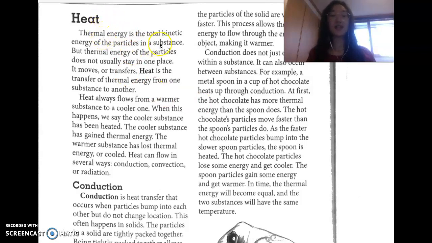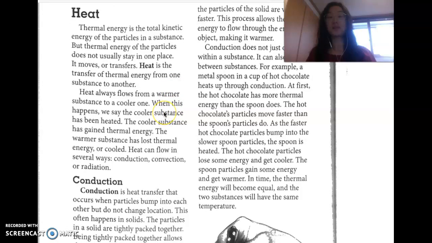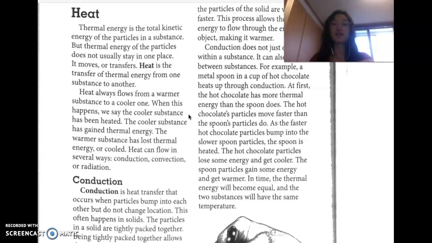Heat. Thermal energy is the total kinetic energy of the particles in a substance, but thermal energy of the particles does not usually stay in one place. It moves or transfers. Heat is the transfer of thermal energy from one substance to another substance. Heat always flows from a warmer substance to a cooler one. When this happens, we say that the cooler substance has been heated up, and the cooler substance has gained thermal energy, and the warmer substance has lost thermal energy or cooled.